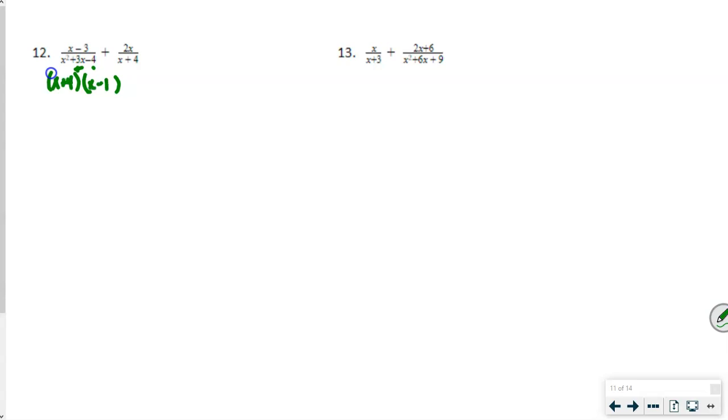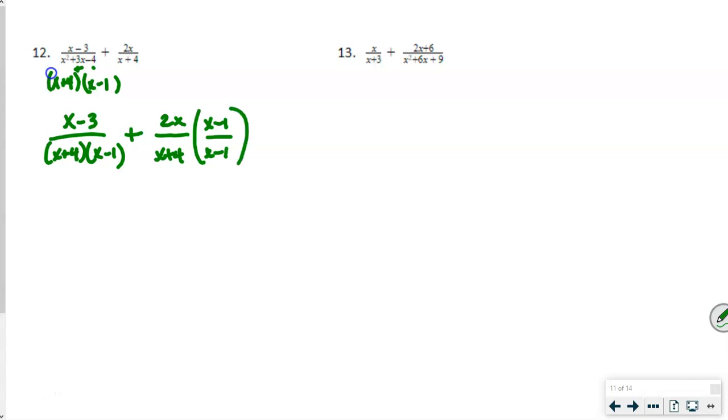Okay, so notice now we have one of those factors repeated in the other term that we're going to add to it. So what are we going to have to do? The x plus 4 to basically make it have the same common denominator. So I'm going to rewrite this x minus 3, and I'm going to go ahead and leave this x plus 4 times x minus 1, and then I'm going to add to it the 2x over the x plus 4, and then obviously we're going to have to multiply this by x minus 1 over x minus 1 so that we'll have that common denominator.